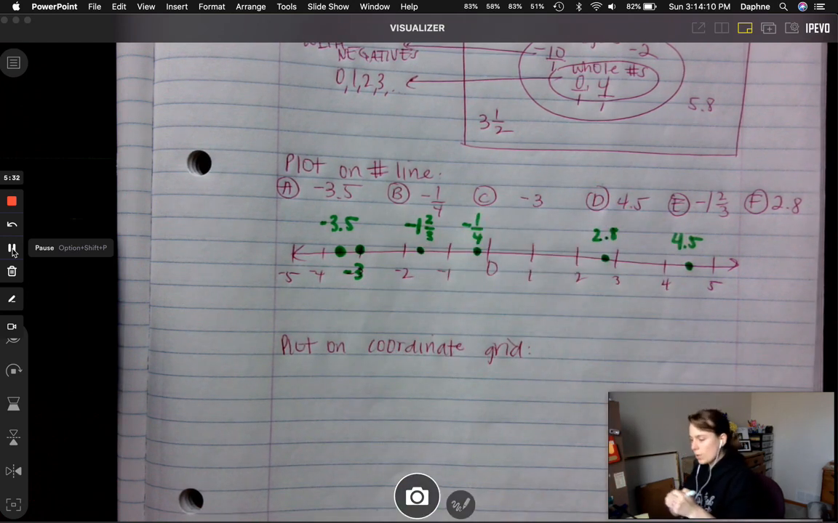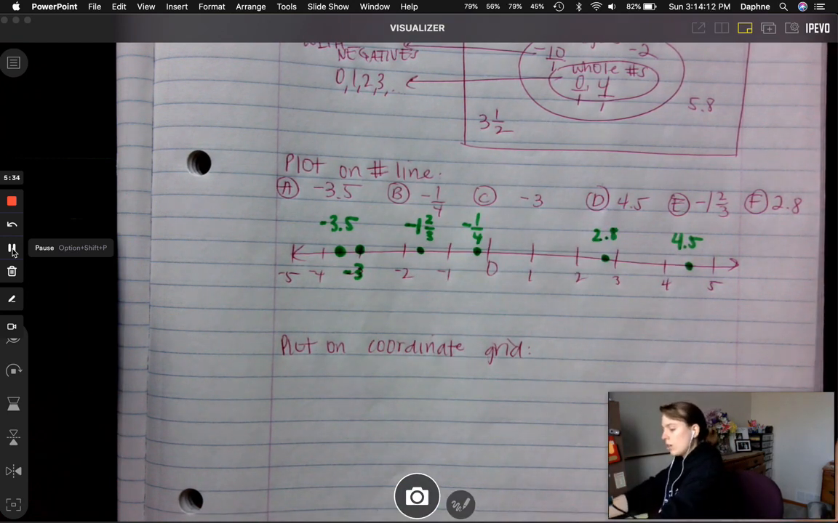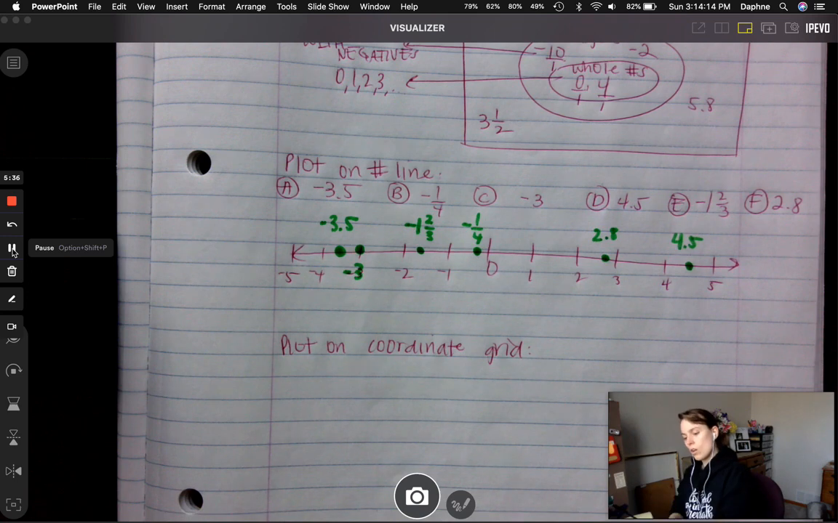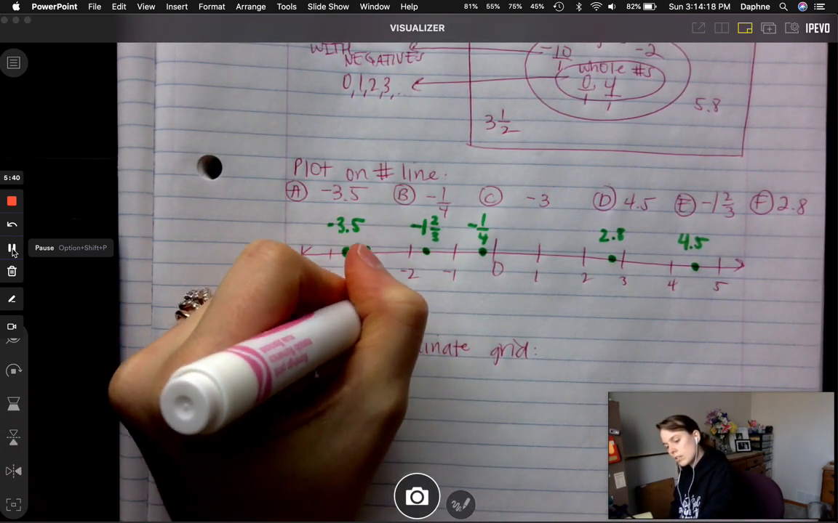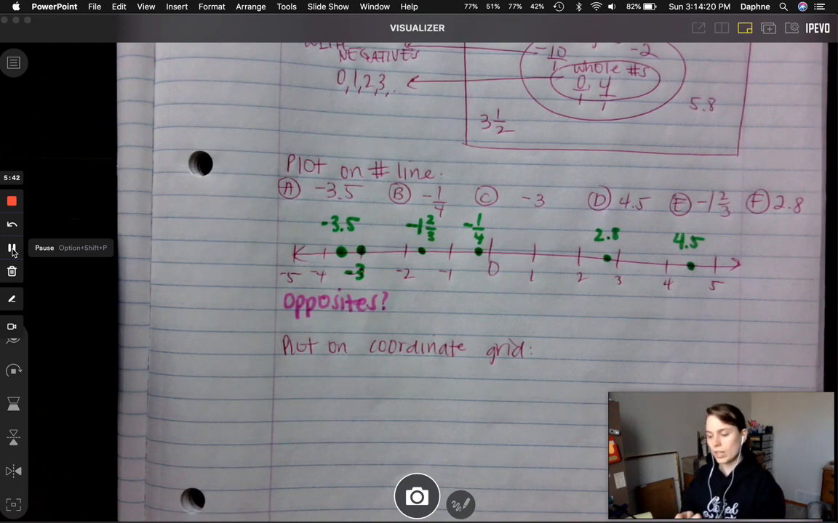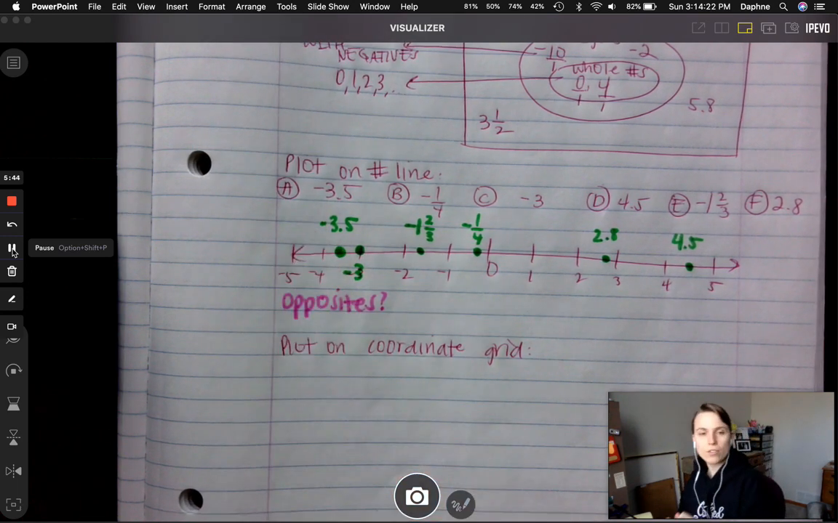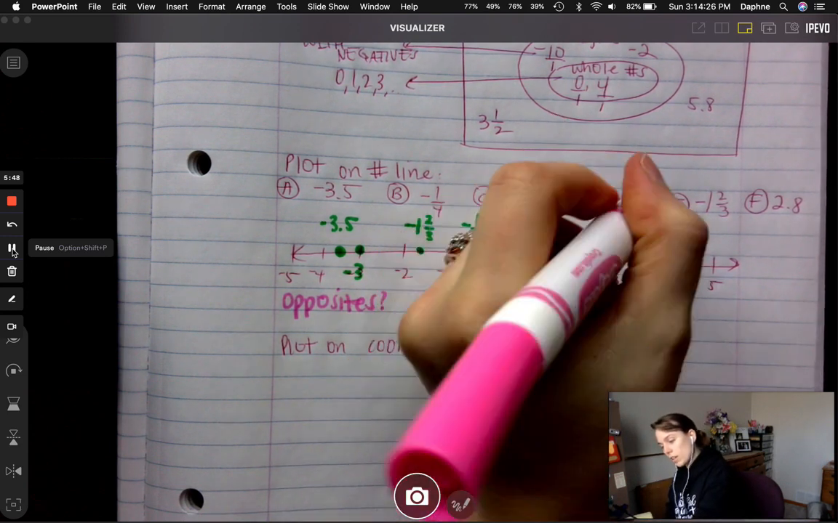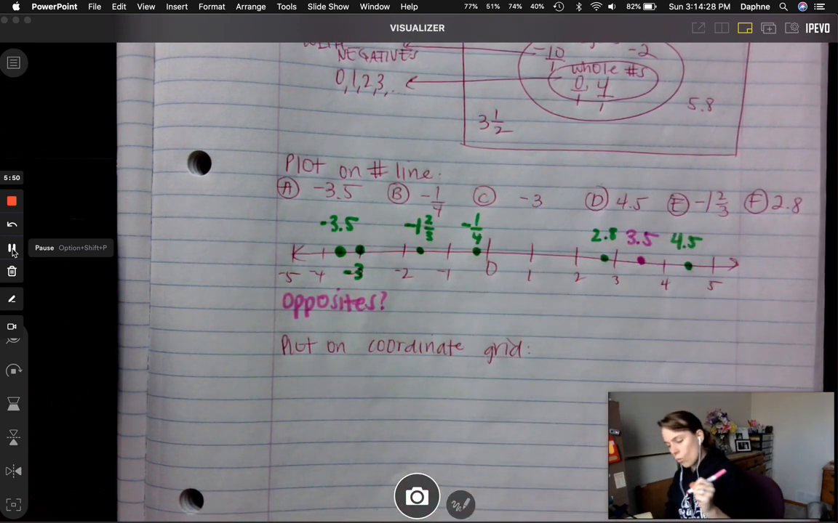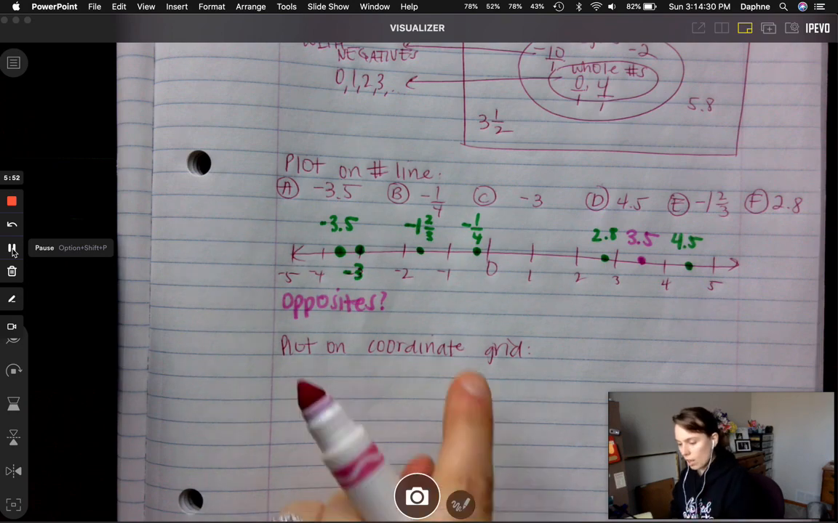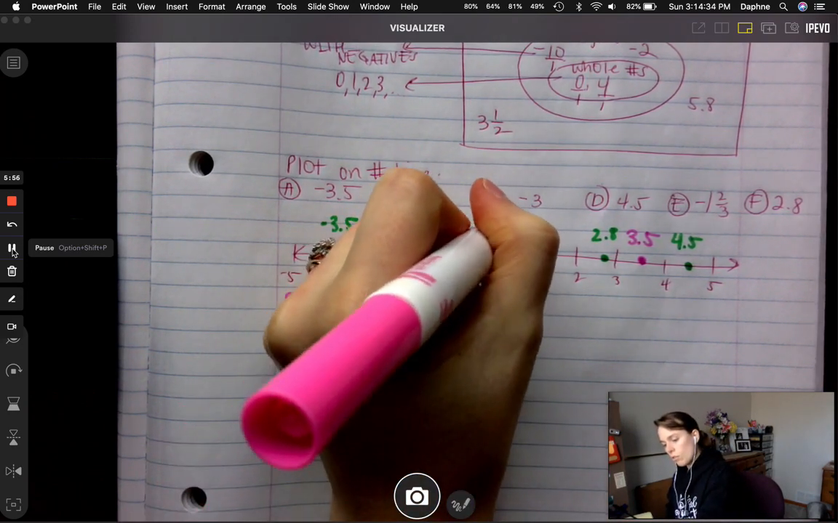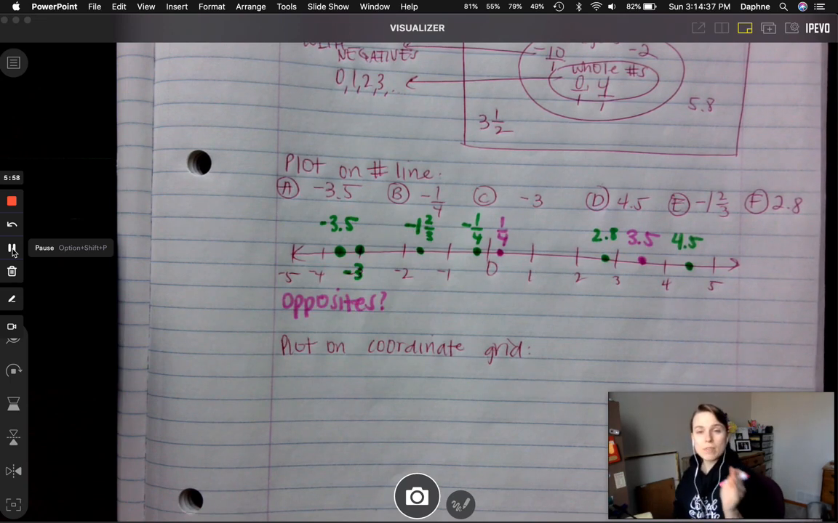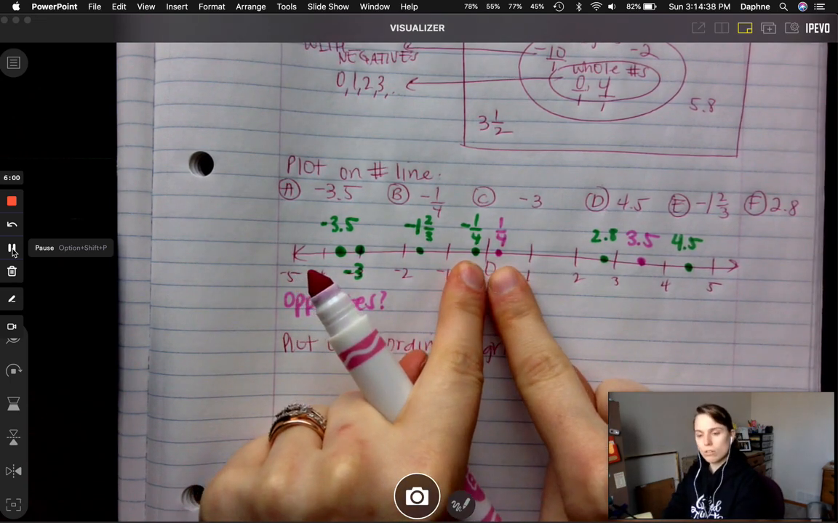Now, the next question is wondering, where are the opposites? So, what is the opposite of negative 3.5? Positive 3.5. So that would be over here. Where's the opposite of negative 1/4? Positive 1/4. Notice that they're the same distance from 0, they're symmetrical.